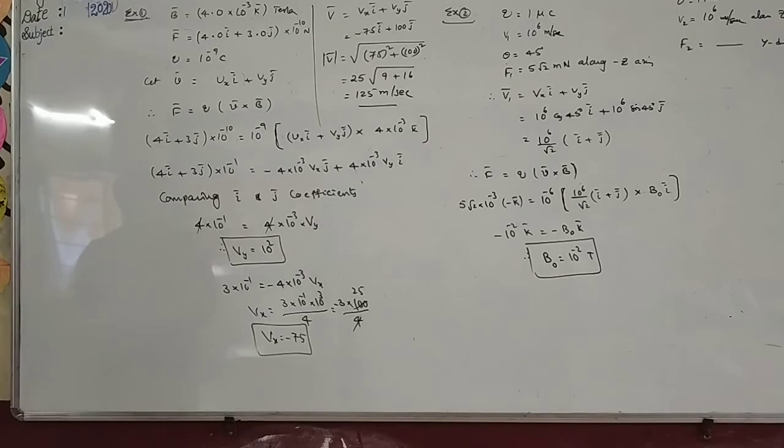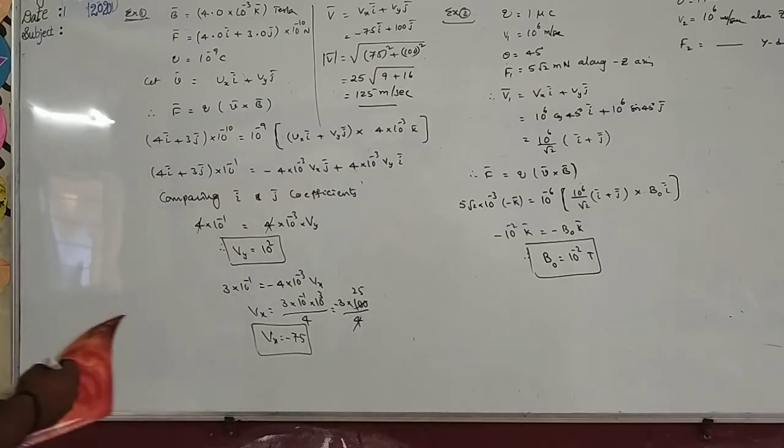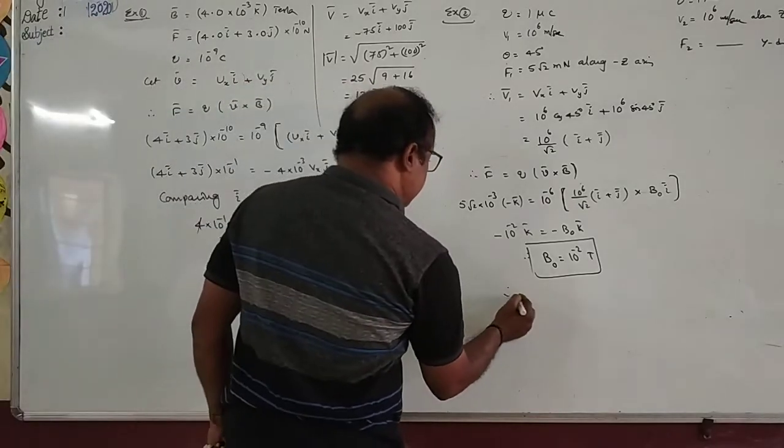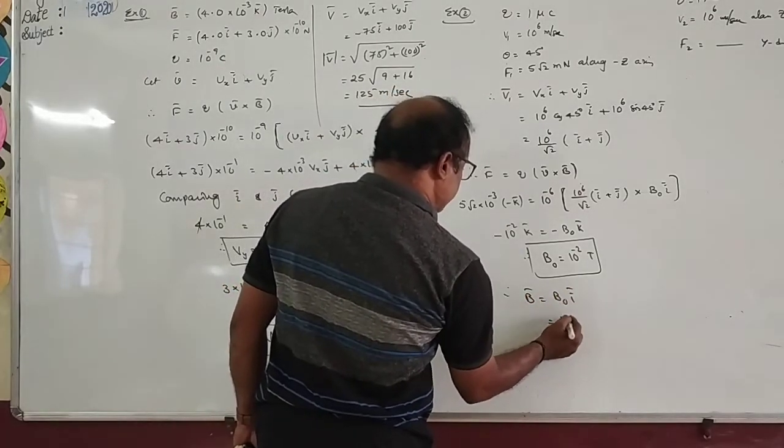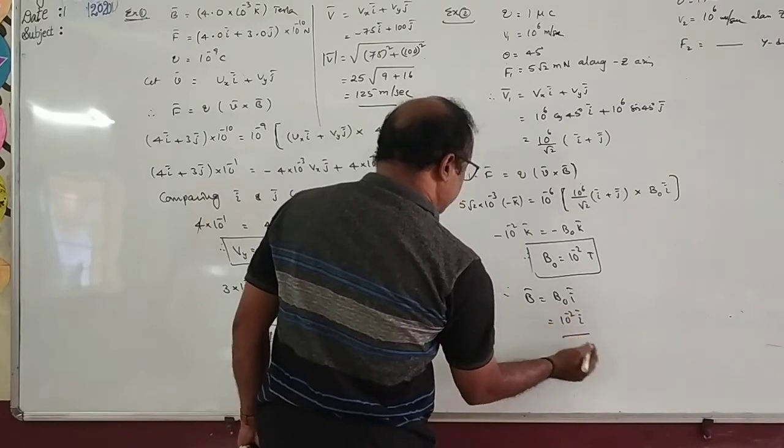Next one. The magnetic field in magnitude and direction is B bar equal to B naught into i cap, that means 10 power minus 2 into i cap.